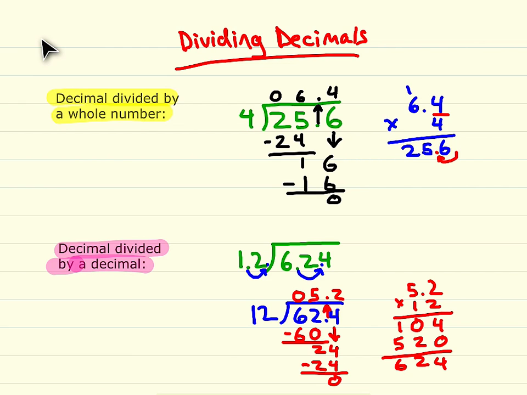And now count your places. We got exactly one spot again. So move it over one spot. And this is the exact same as our dividend there. So now you're thinking, well, we got the answer for 62 and 4/10 divided by 12. Well, that answer is exactly the same as here. So your answer here is also 5 and 2/10.